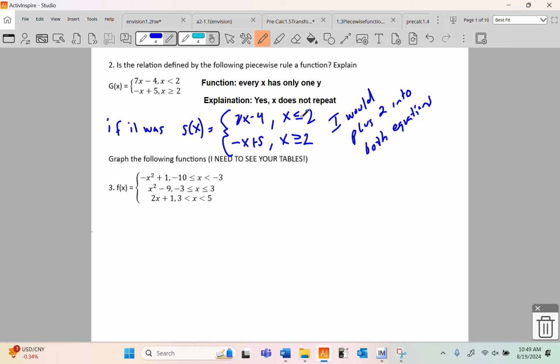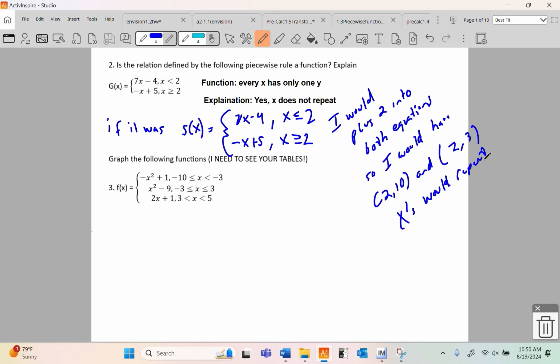If I did that, the top would give me 10 and the bottom would give me 3. I'd have the ordered pair (2, 10), since 7 times 2 is 14 minus 4 is 10, and I'd have the ordered pair (2, 3). In other words, the x's would repeat. So I did that if statement for you all to get some clarity on what I was trying to explain in words. Because I'm not allowed to place x into both equations, it's going to be a function. It's only going to have one output of y.